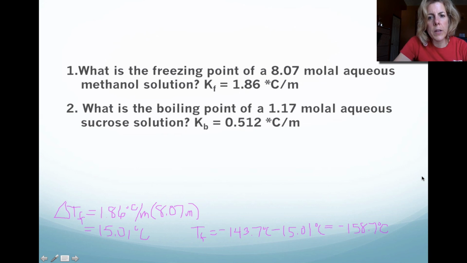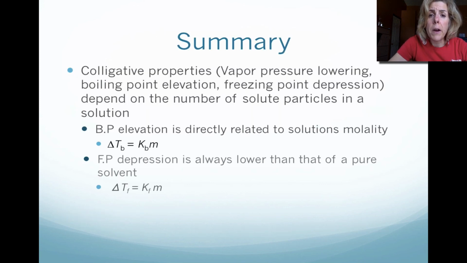And here's a second problem that I want you to try on your own, and we will go over that in class. Okay, so in summary, colligative properties, which are vapor pressure lowering, boiling point elevation, and freezing point depression, depend on the number of solute particles, not the type of solute particles. The two problems that you will be doing for this part of the chapter are boiling point elevation, where you add delta Tb to the original boiling point, and freezing point, where you subtract delta Tf, so that number should be even lower.